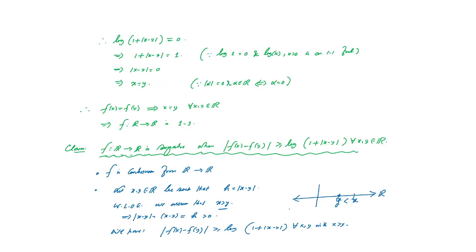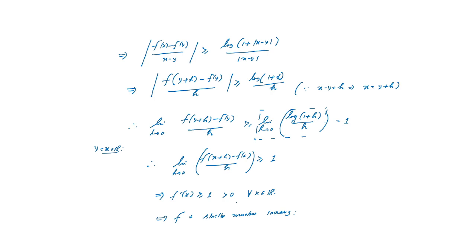Similarly, if we take here x less than y, then f will be strictly monotone decreasing. In that case you will get mod of f dash x greater than or equal to 1. So that means it will be either greater than 1 or less than minus 1. In that case f is decreasing, and in that case f is increasing. So f is a monotone function.